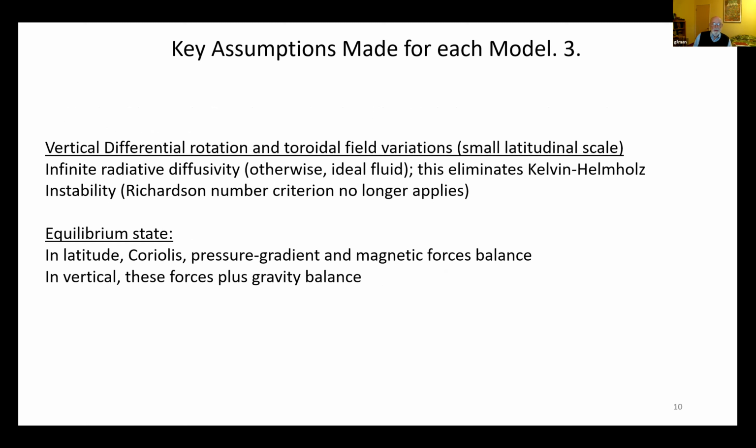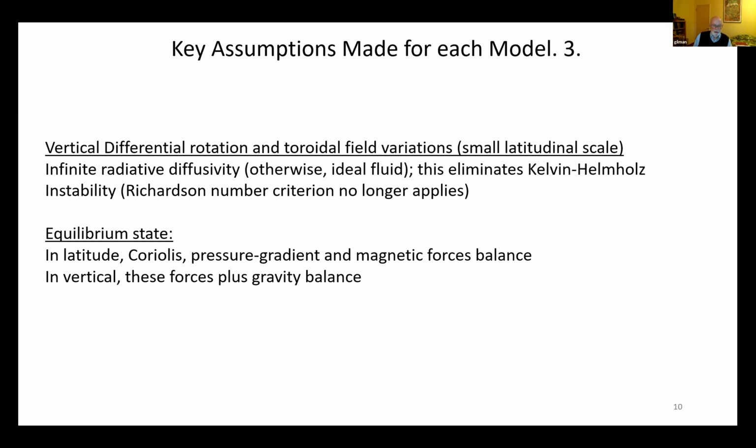Now, for small latitudinal scale, the vertical differential rotation and toroidal field variations, we assume infinite radiative diffusivity. Otherwise, it's an ideal fluid. And this eliminates a very common instability in meteorology, Kelvin-Helmholtz instability, the so-called Richardson criterion, where if the shear is large enough, you'll become unstable. And that's an important point I'll come back to towards the end.